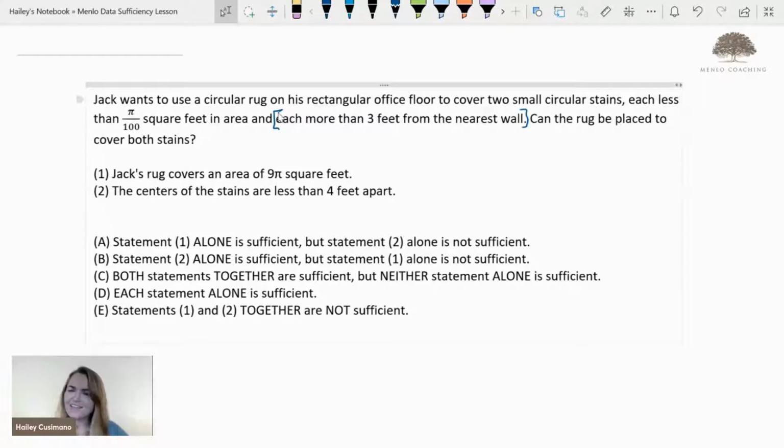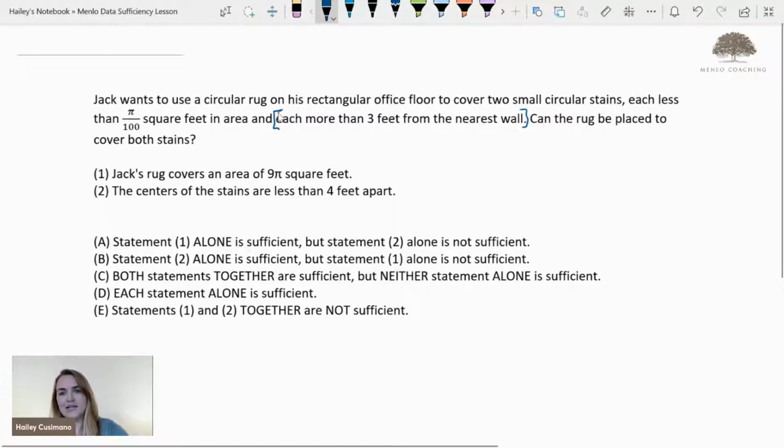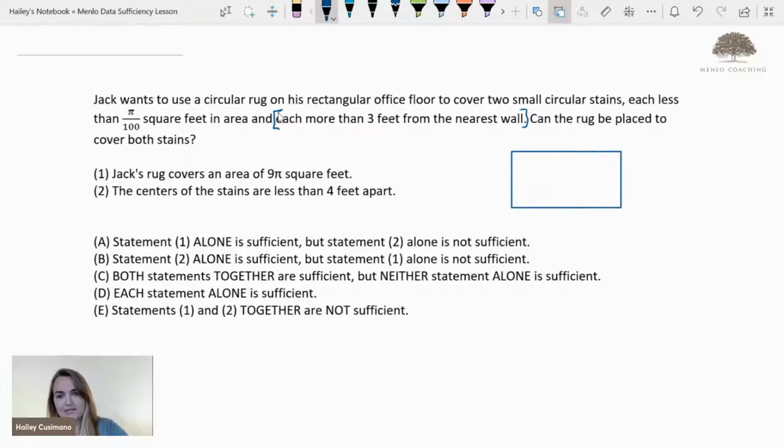So why did they bother telling us that each of these stains are more than 3 feet from the nearest wall? Is it so we'd sit here and start to map out an x minus 3 or x minus 6 to break down really intense algebra to map out the space that it could feasibly be in? Probably not. So what was the point? Why did this matter to us?